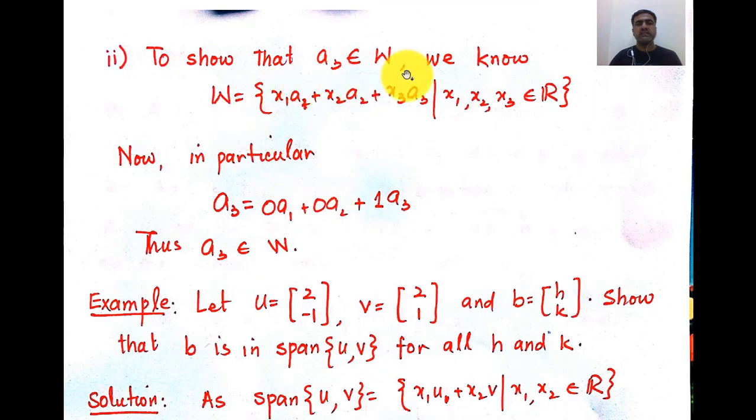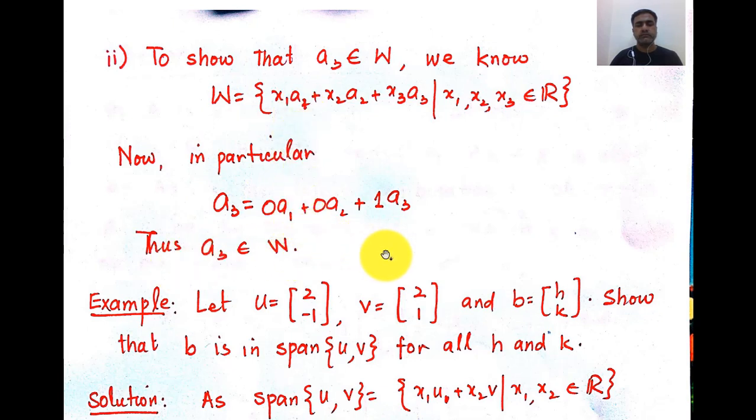To show that A3 is in W, we know that W has this form. It is equal to x1 a1 plus x2 a2 plus x3 a3. Now in particular, A3 can be written as 0 a1 plus 0 a2 plus 1 a3, and of course this right hand side is an element of W, and hence A3 is an element of W.